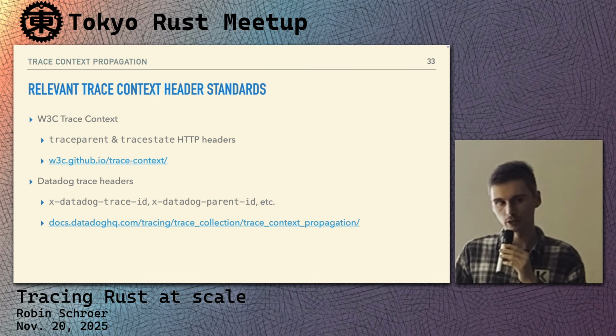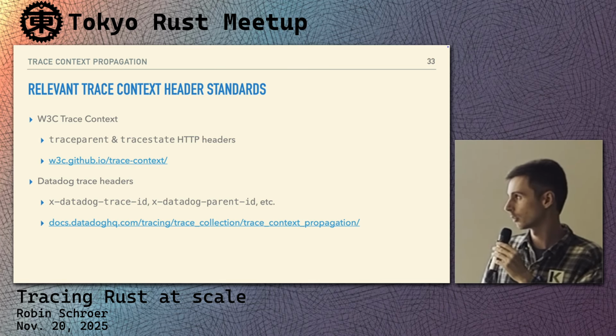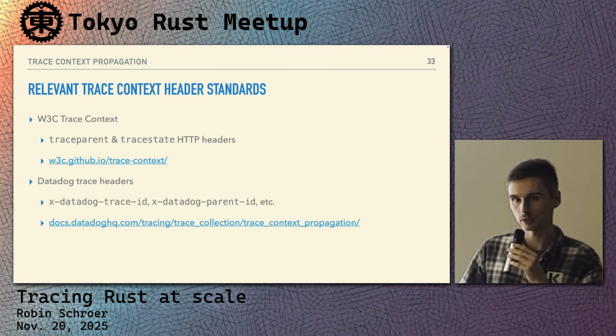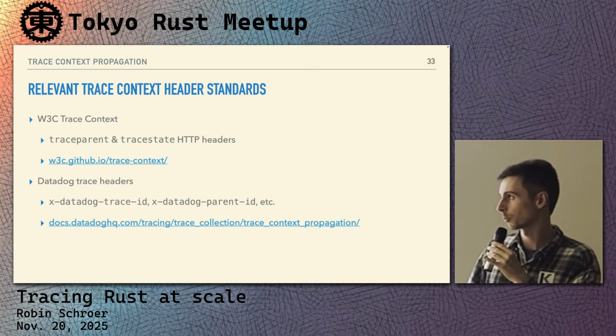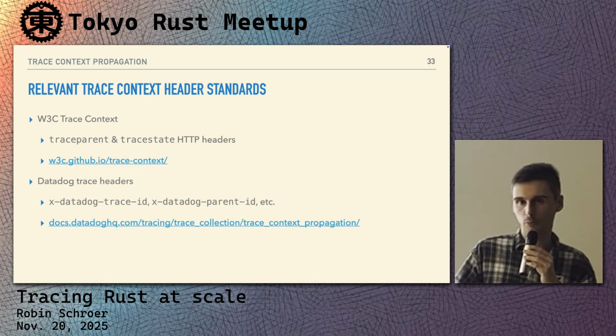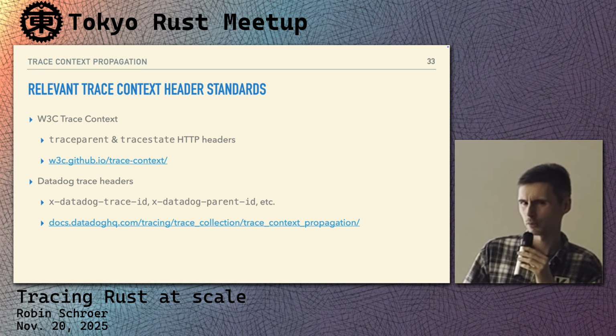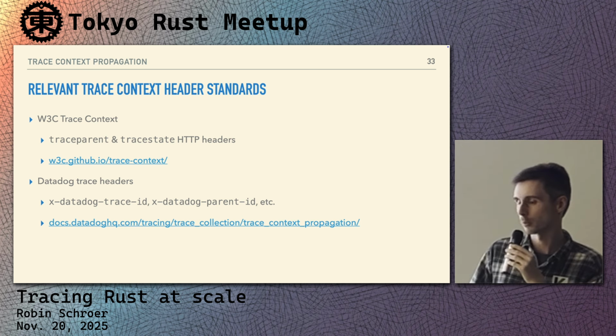Realistically, you only need the W3C trace context, because even the Datadog SDKs produce it and accept it, and everything else produces and accepts it. And there's not really much extra info in the Datadog specific headers that we care about. I think you can transmit tags through them, but technically you can also do that through W3C.